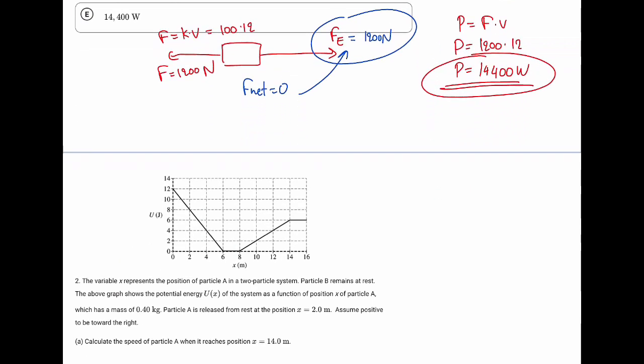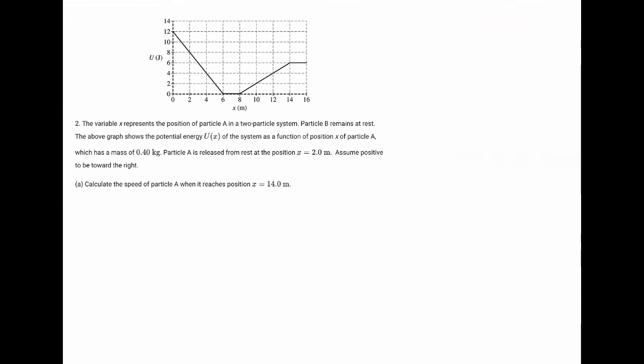And we can continue with a free response question that has 3 parts. What we are given is a potential energy with respect to position graph. So we can see that the potential energy decreases, it remains constant, increases, and it remains constant again as the object is moving on the x-axis.